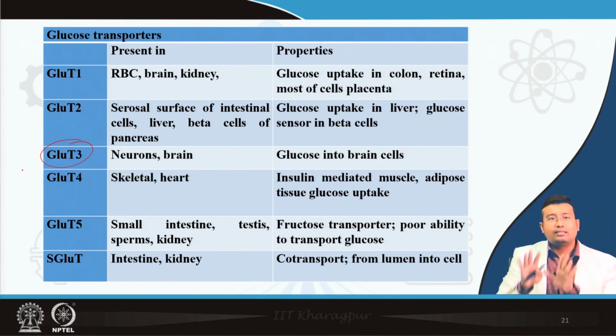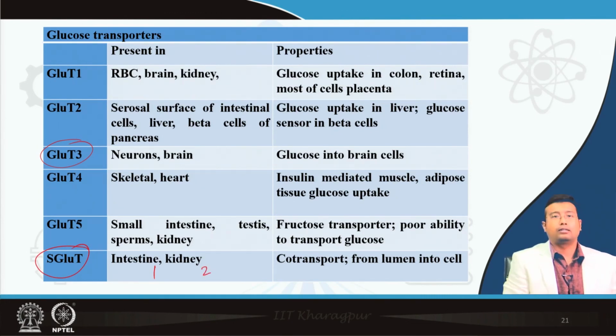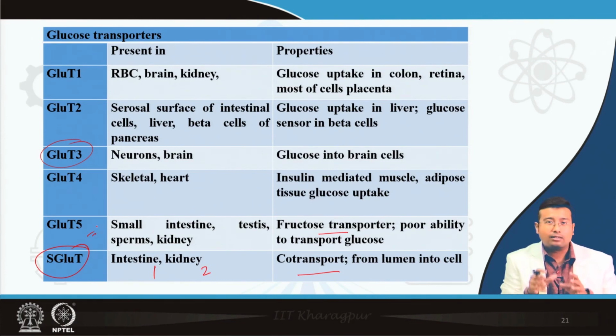So, this is one example, and mind it, sodium dependent glucose transporter type 1 is present in intestine and type 2 is present in kidney, and they help in co-transport. See, fructose transporter, who does? GLUT5. So, these are very small hidden MCQs that are present in the slide. So, you should pause, memorize, and make your own notes.